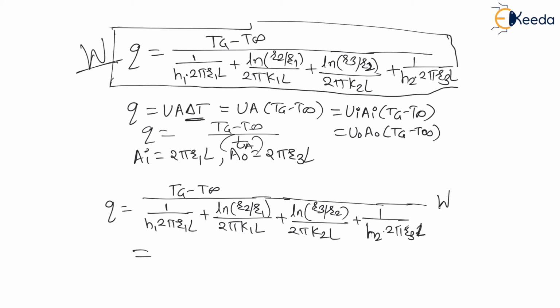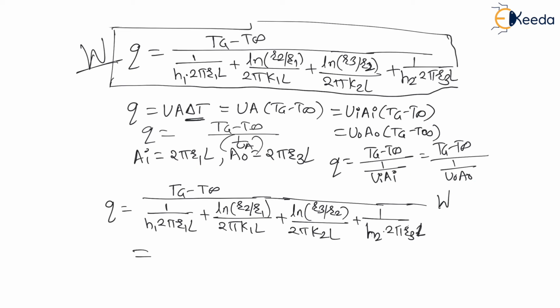And my dear students, if I write Ui Ai and Uo Ao, then Q is equal to Tg minus T infinity divided by 1 upon Ui Ai, which is equal to Tg minus T infinity divided by 1 upon Uo Ao. Similarly, we can write. So in these equations, put the values of Ai and Ao.